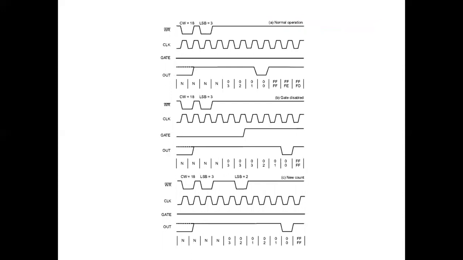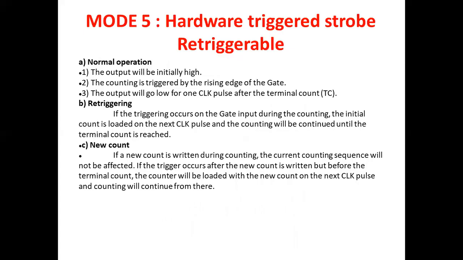And the last one, that is the mode 5 operation, the hardware trigger strobe, retriggerable by hardware trigger. In this mode of operation, initially the output is high. The control word and count value are loaded in the counter register. Gate input acts as a trigger signal. When a low to high transition of the gate input occurs, the counter starts to decrement the count value and output becomes initially high.